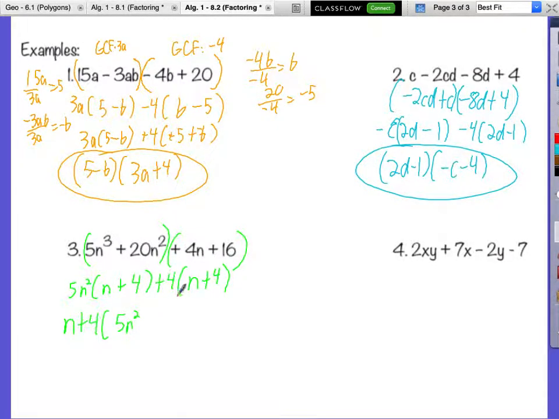In the second set of parentheses, we do the same thing. We take this whole thing, the 4 times n plus 4, and divide it by n plus 4, and we're left with only that plus 4. And these 2 parentheses, and even parentheses around those first 2, end up being our answer after we group them together.